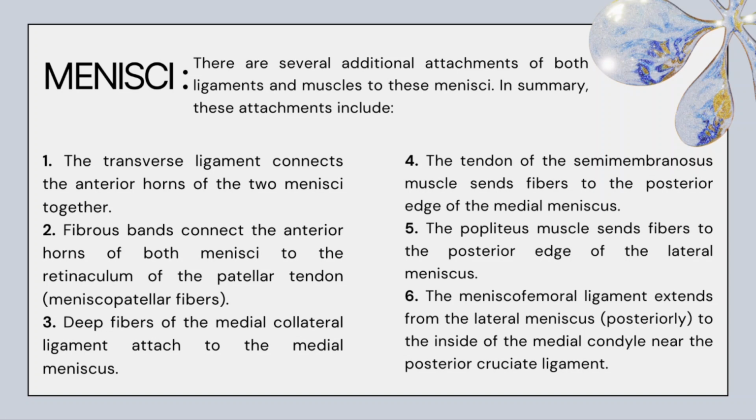So in summary, these attachments include: first, the transverse ligament connects the anterior horns of the two menisci together. Second, fibrous bands connect the anterior horns of both menisci to the retinaculum of the patellar tendon, or the meniscopatellar fibers. Third, deep fibers of the medial collateral ligament attach to the medial meniscus. Fourth, the tendon of the semimembranosus muscle sends fibers to the posterior edge of the medial meniscus.